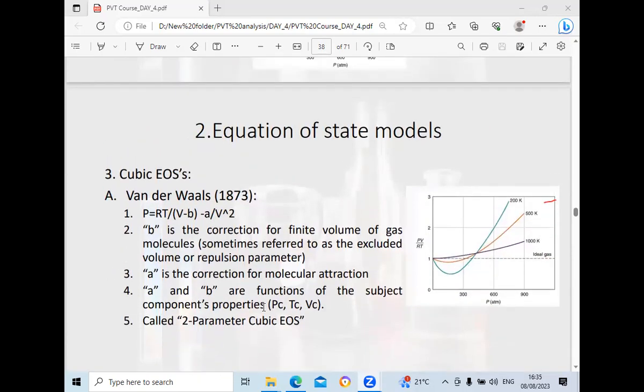Now, the first model under the cubic equation of state is the Van der Waals model, developed in 1873. This is the exact equation: P is equal to RT all over V minus B, minus A all over V squared. You realize that in this case, the volume is playing an important role in that equation.